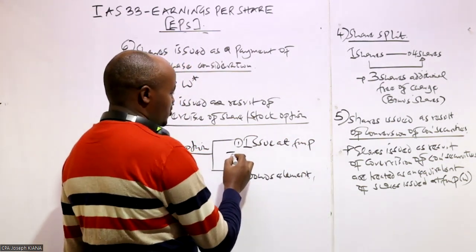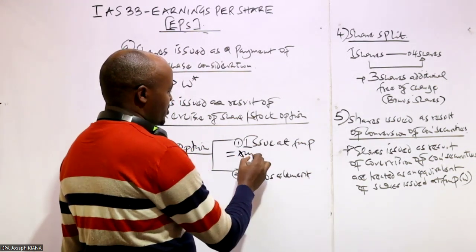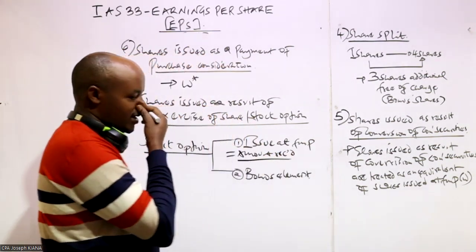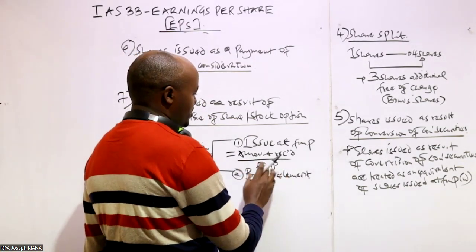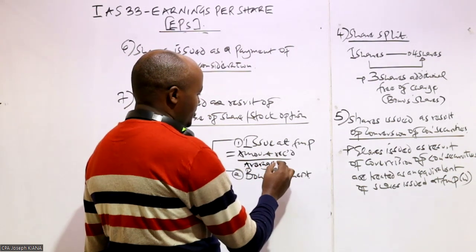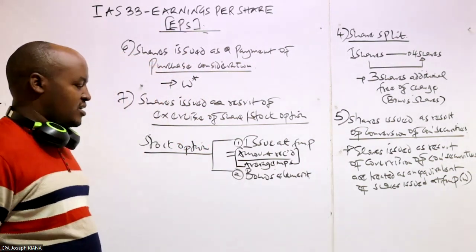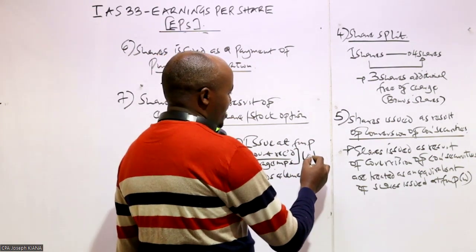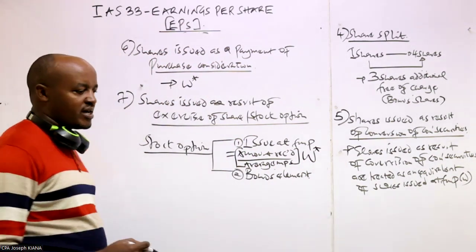So to compute the shares which are issued at full market price, number one, we compute the amount received by the company. How much amount did the company receive from the employees once they bought the company shares? Then we divide that with the average market price per share during that particular financial year. So this will give us the shares issued at full market price. Basically these particular shares are supposed to be weighted on a time basis. They will be multiplied with the proportion of time they were held during that year.